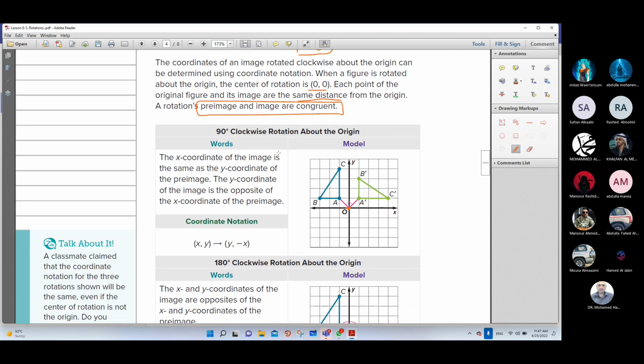Here we have 3 rules. If we have the angle 90 degrees and the direction clockwise, the rotation about the center will be the origin.